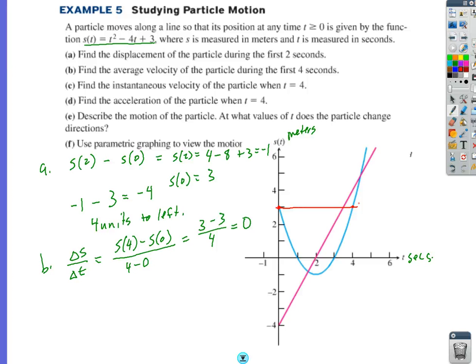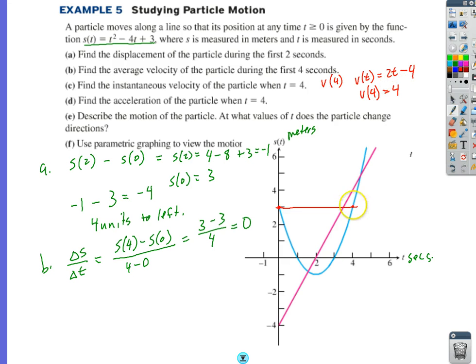But what they ask for next in part C is the instantaneous velocity. So in part C, they want you to find v of 4. Well, how do I find v? V of t is just the derivative, s prime, like I had said. And so that's going to be 2t minus 4. V of 4 is then equal to 2 times 4, 8 minus 4, which is equal to 4.